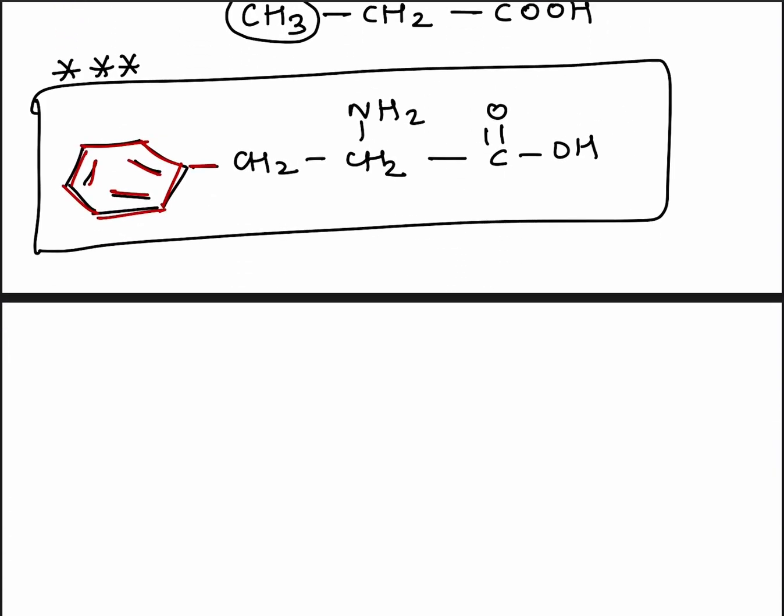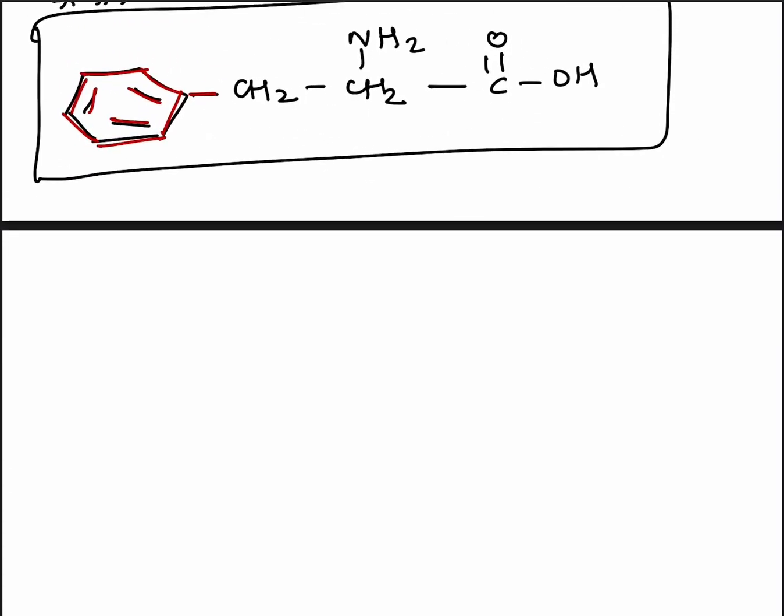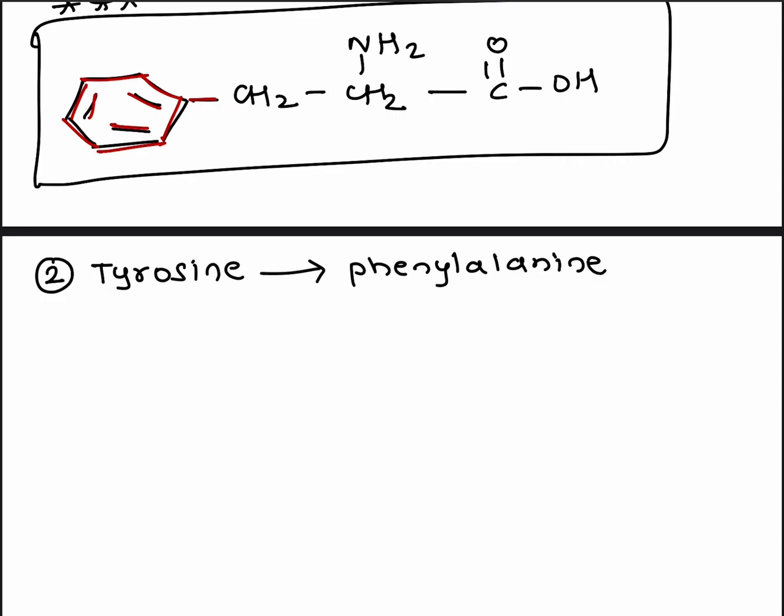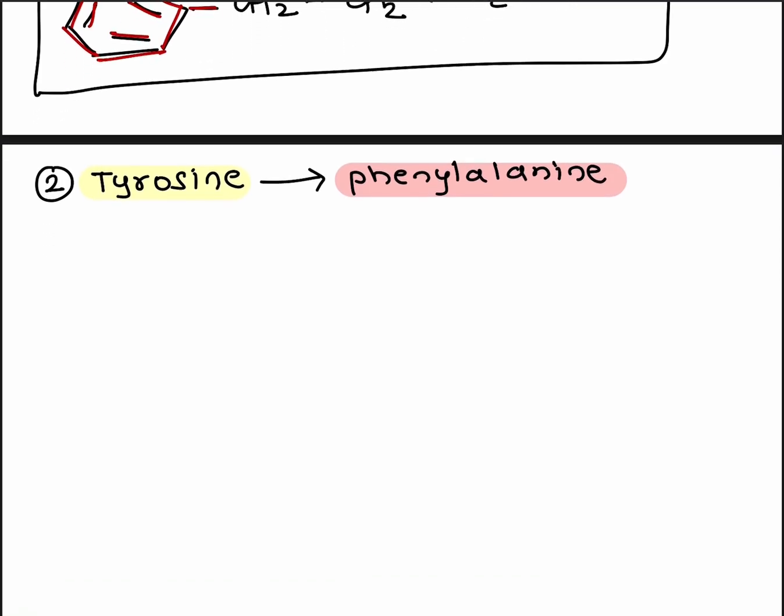Now from this phenylalanine we are going to make tyrosine. So how are we going to make it? Let's look at it. Tyrosine. Now how are we going to draw tyrosine? From phenylalanine. Okay, from phenylalanine. Now how is it going to look?